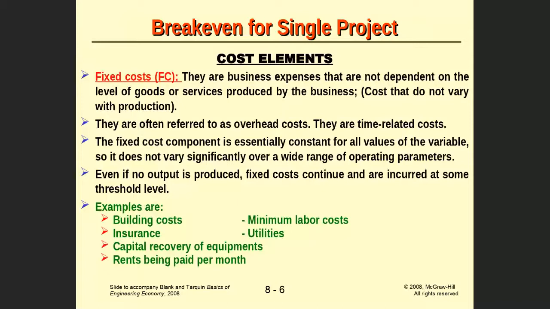The first one is the fixed cost. The fixed cost is the cost that is not associated with the number of production, meaning that you are going to pay for rent of the land where you have your manufacturing, or you have your factory, regardless of the number of production.